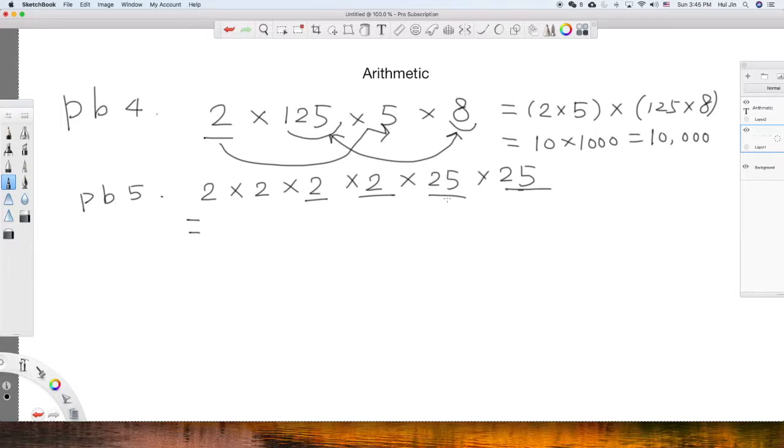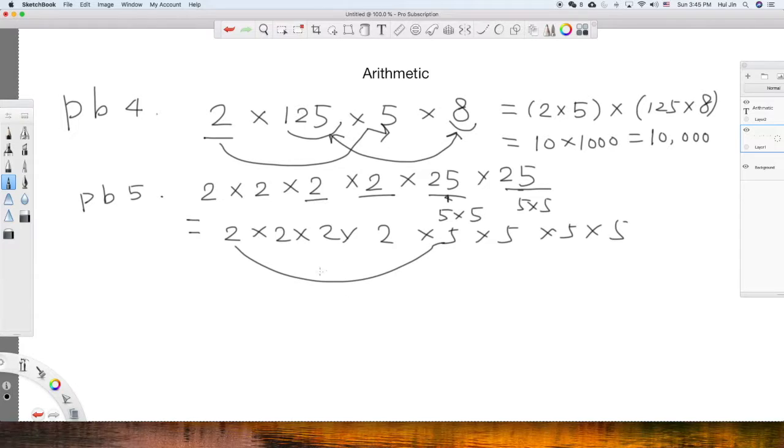But the idea, when I originally put this problem, is I want you to see that 25 equals 5 times 5. So the whole thing is actually 2 times 2 times 2 times 2 times 5 times 5 times 5 times 5. And then you see that I want to do 2 times 5 first, and there are 4 such things. So equals 10 times 10 times 10 times 10, which is 10,000. The same as the first problem.